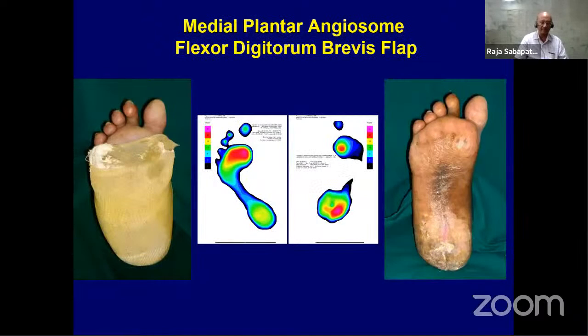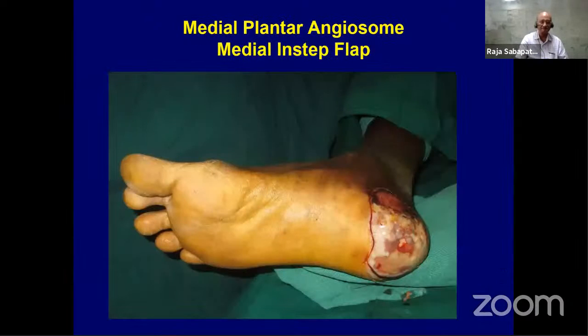And you'll find that these red areas show a tremendous amount of pressure. So we need to correct it. Unless you correct it, it will recur.